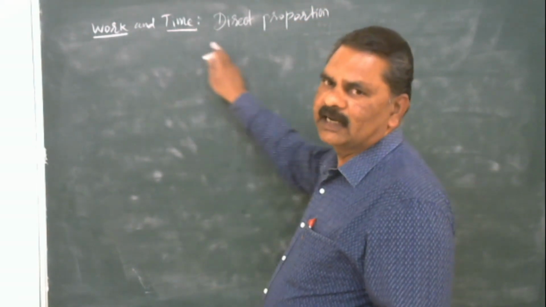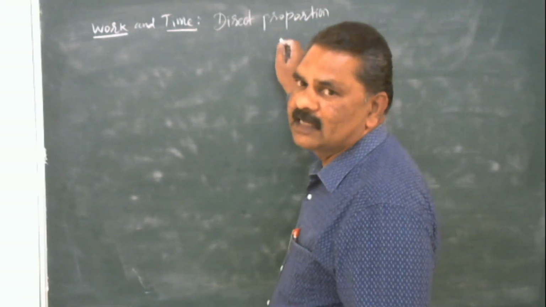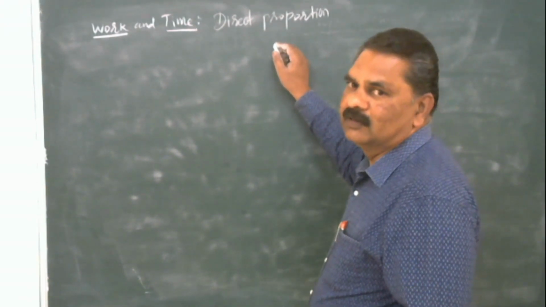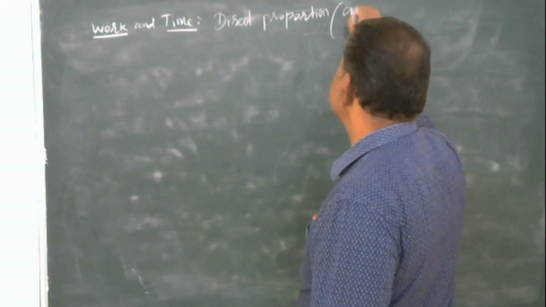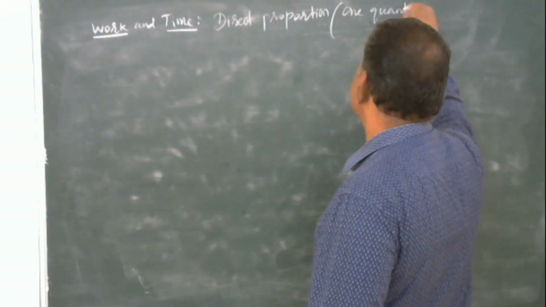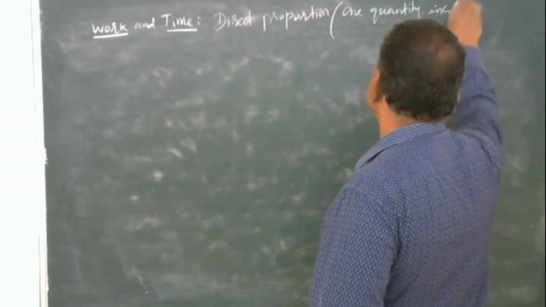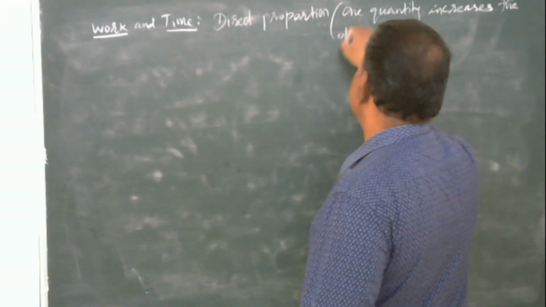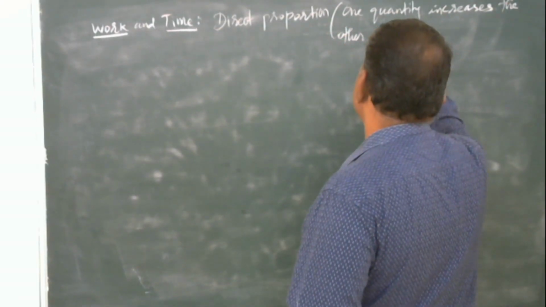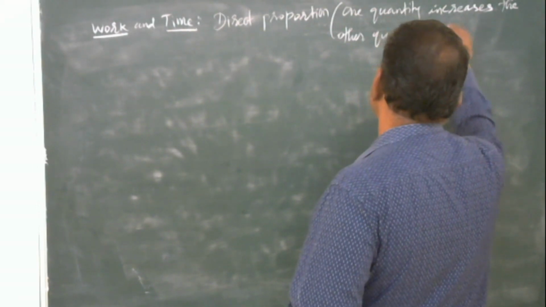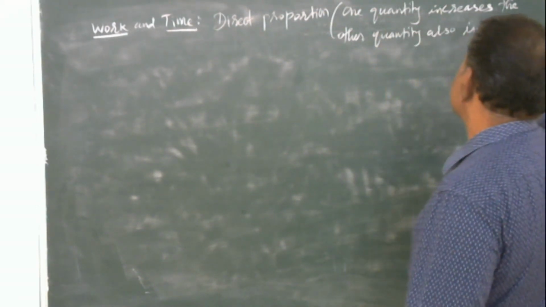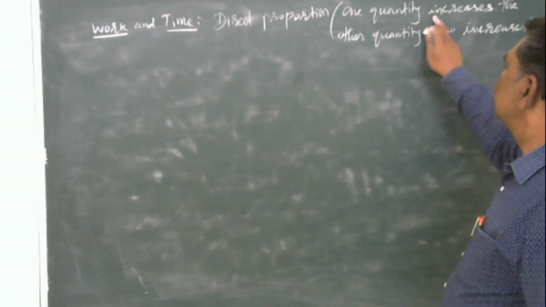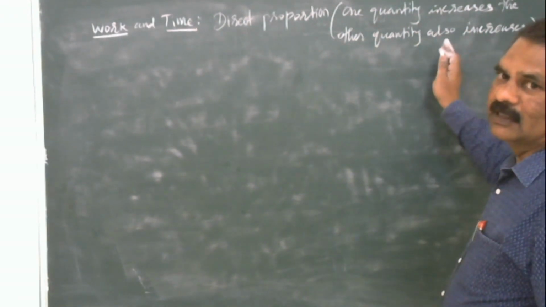Direct proportion means one quantity increases, the other quantity also increases. If one quantity decreases, the other quantity also decreases. What do you mean by direct proportion? One quantity increases, the other quantity also increases. In other words, one quantity decreases, the other quantity also decreases.